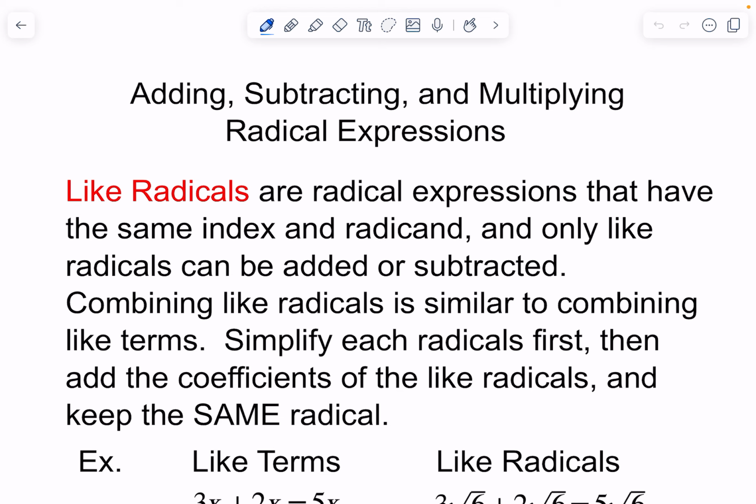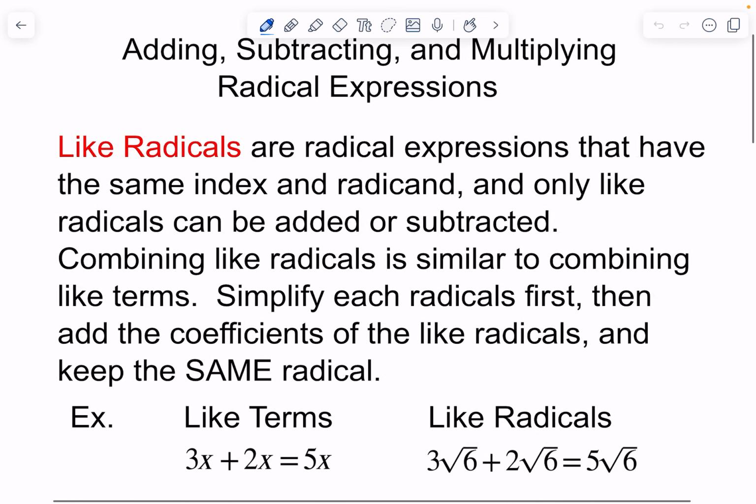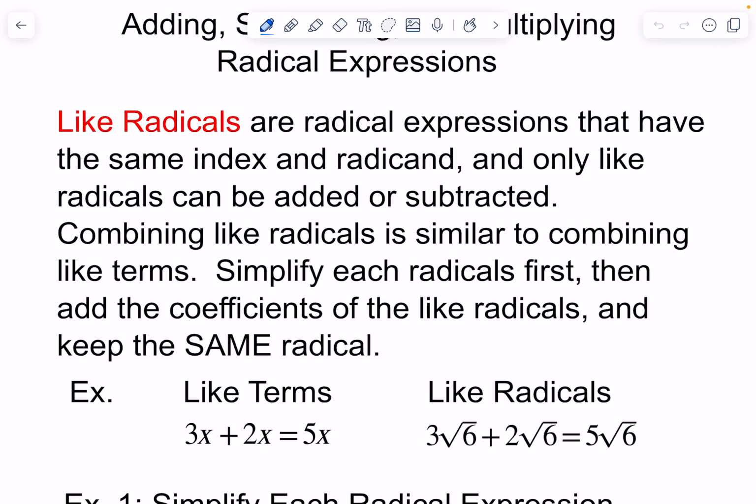Today we're going to learn how to add, subtract, and multiply radical expressions. So let's get right to it. First, let's talk about a concept called like radicals. Like radicals are radical expressions that have the same index and the same radicand.